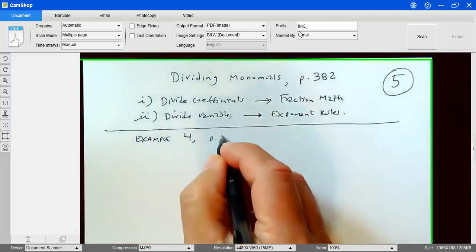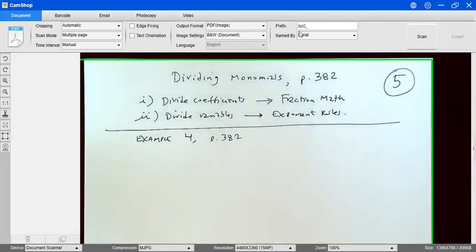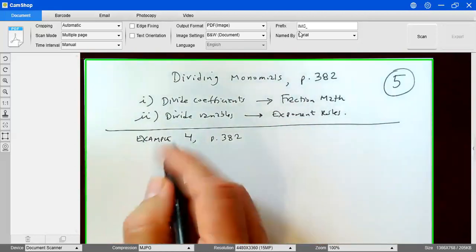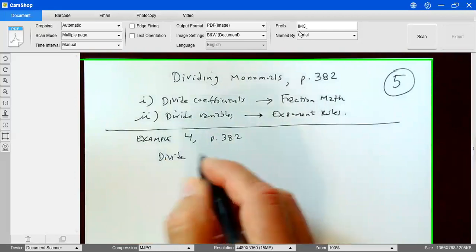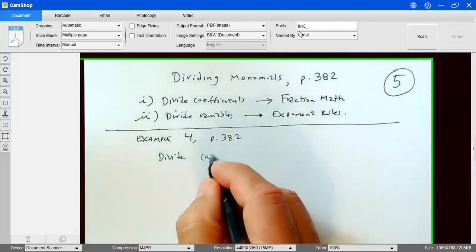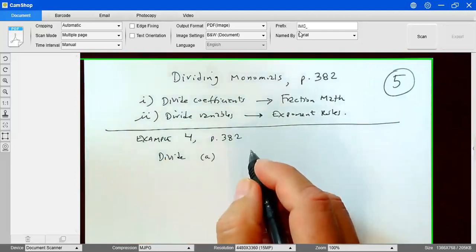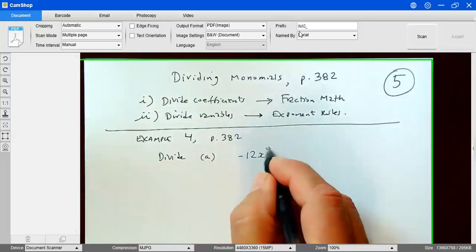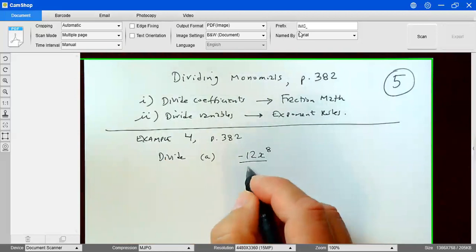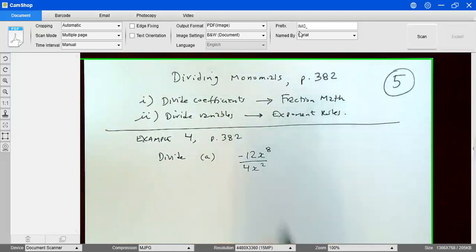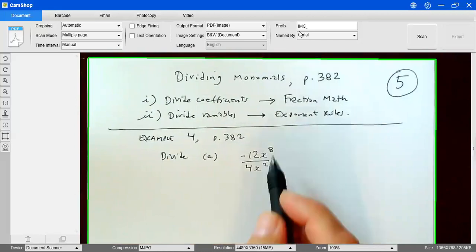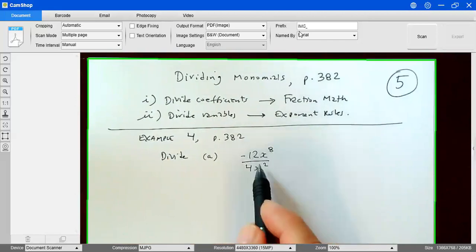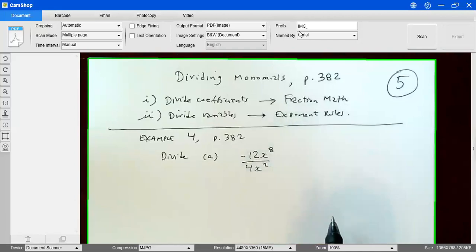So we're going to work on example 4 on page 382. We're going to divide first these two monomials. I'm going to write negative 12x to the 8 over 4x squared. So I have now the division of two monomials. One monomial is in the numerator and the other monomial is in the denominator.